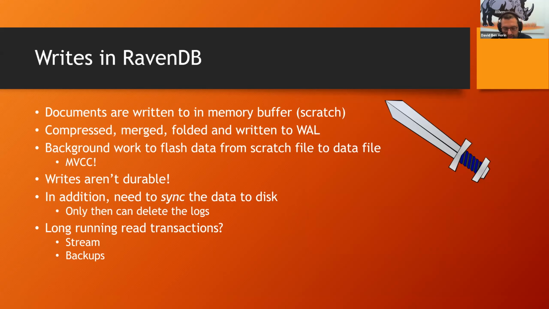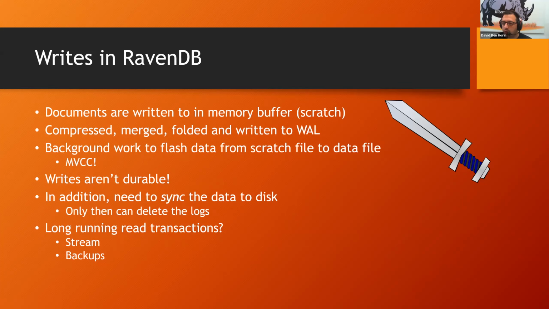The only common scenarios where you run into those are if you stream a lot of data out, if you run a full backup, if you're doing an export, those sort of things. If you combine that with heavy write load, then RavenDB is unable to push the data to the data file, which means that we're going to see more and more scratches. We're going to see more and more log files because we can't push the data to the data file and then sync and then delete the log files.